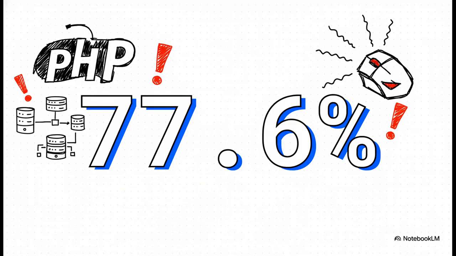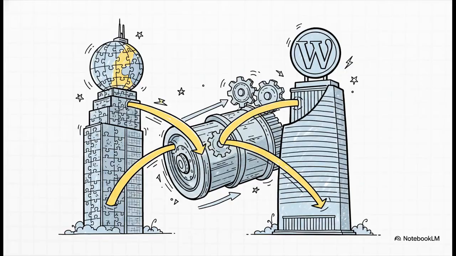Okay, let's kick things off with a number that's, well, pretty wild. Get this. Almost 78% of the top 10 million websites out there are all built on one single programming language, PHP. Now, that doesn't just make it popular, it makes it a gigantic uniform target for hackers. It's like they only have to learn one way to pick a lock to get into most of the houses on the block.